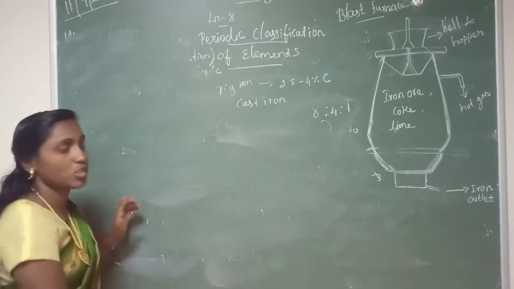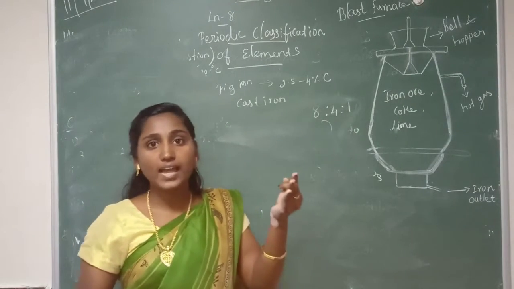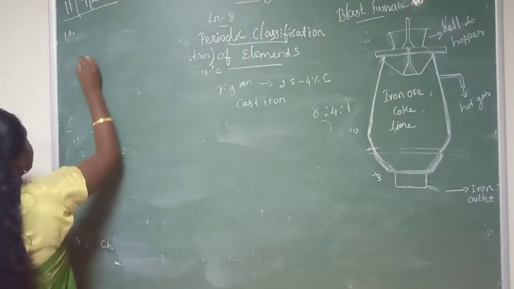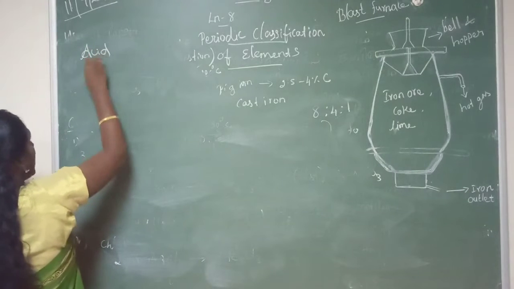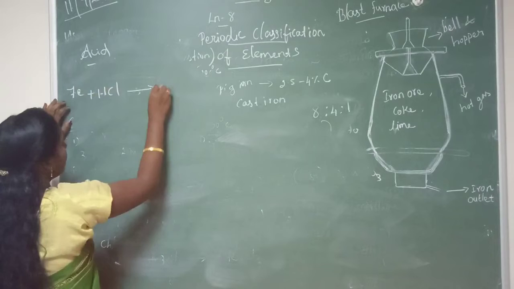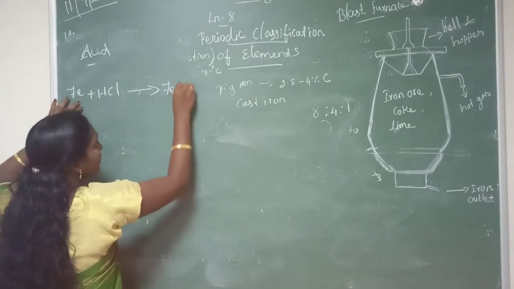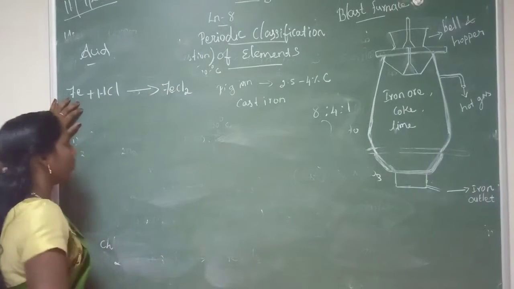Reaction with acid. So what are the acids you know? Hydrochloric acid, sulfuric acid and nitric acid. So reaction with the acid, first one, iron reacts with hydrochloric acid. So look here, iron reacts with the hydrochloric acid, it can form FeCl2, okay, ferrous chloride.